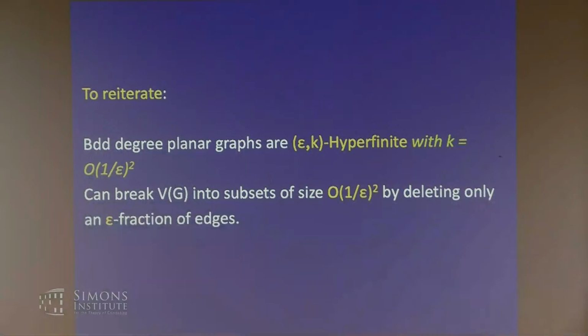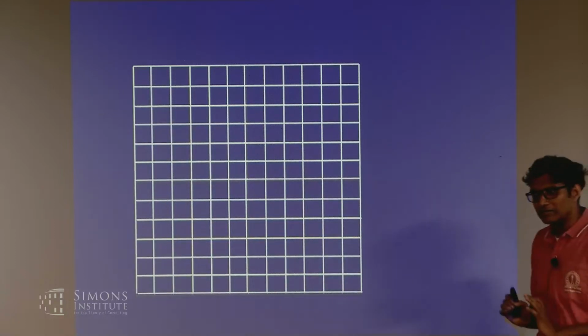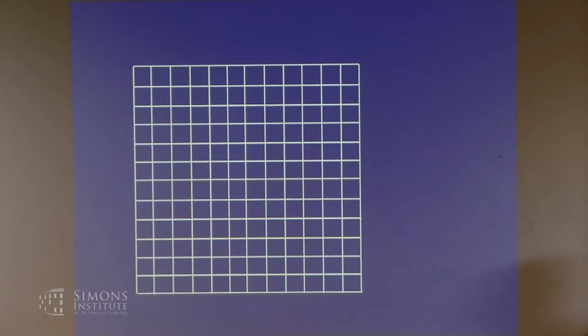So what I'd like to do is first show you the prototypical bounded degree planar graph, and show how you can identify these subsets of size 1 over epsilon squared inside this prototypical planar graph. So the prototypical bounded degree planar graph should be the root n by root n grid. Whatever algorithmic results you can produce for this instance, they extend to all bounded degree planar graphs. That's just a throwaway comment. We'll come to that later.